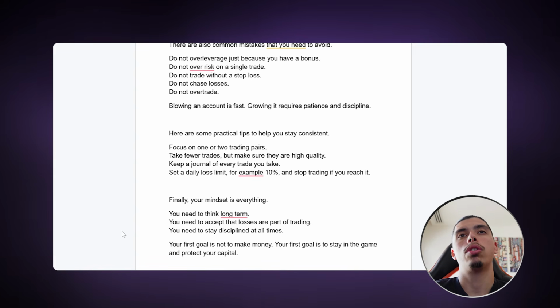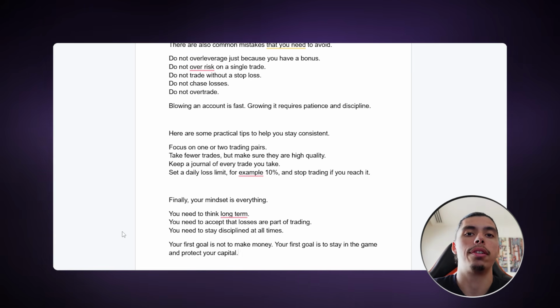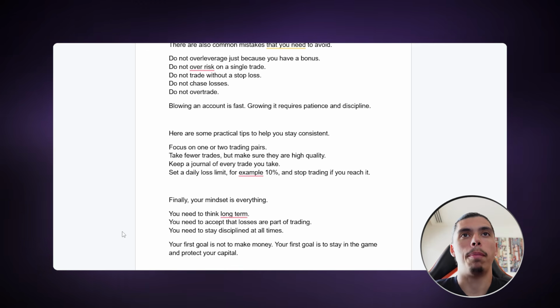And this is a big one. Your goal is not to make money. Your first goal is to stay in the game and protect your capital, because if you can't stay in the game, there's no chance. You've already failed. If you're not surviving, you've already failed, because there's nowhere to grow when you're out of the game, right? You can't be a player of a game that you don't play. So this is very important.